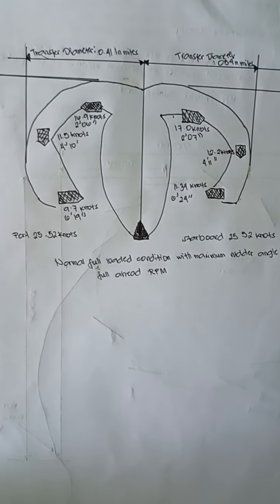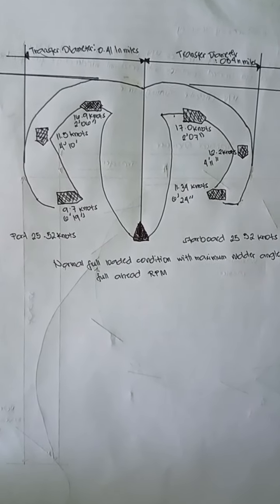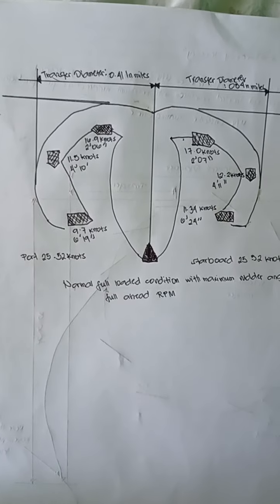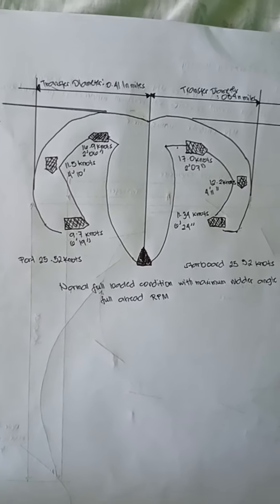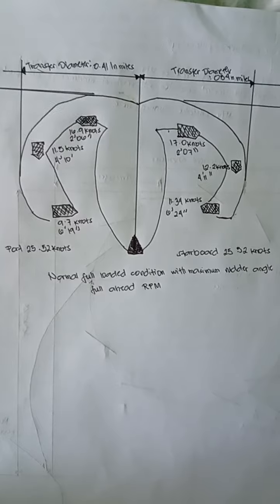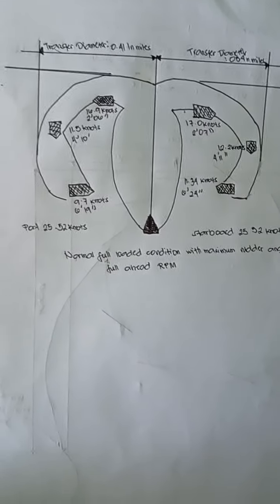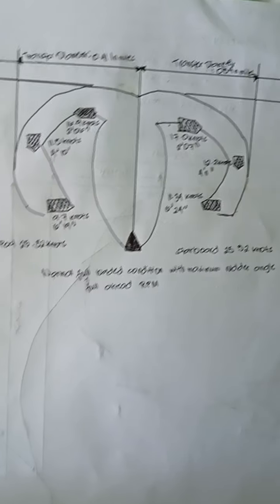In this next image, we have the turning to port side and turning to starboard side illustration. So, normal full loaded condition with maximum rudder angle, full ahead RPM.